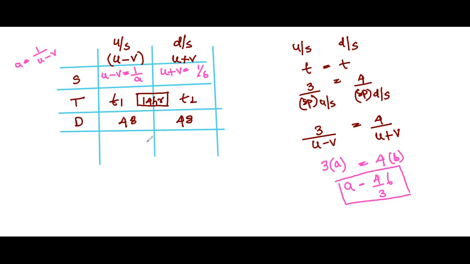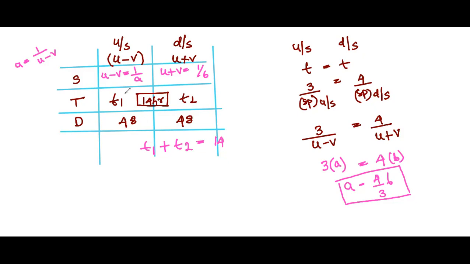And also we know here that T1 plus T2 is equal to 14, as given. Okay, so T1 plus T2 is equal to 14 as they have given.